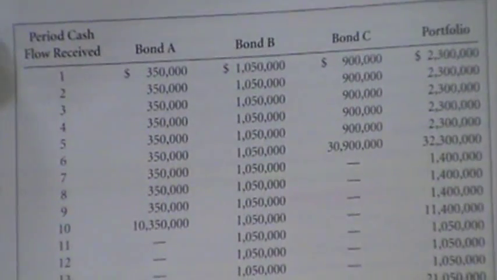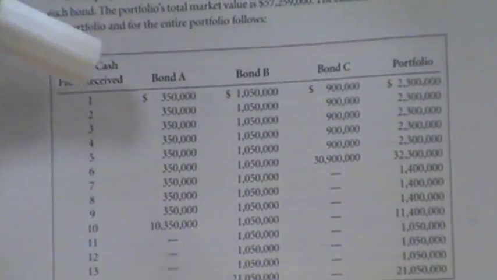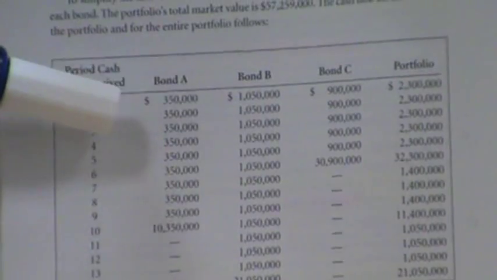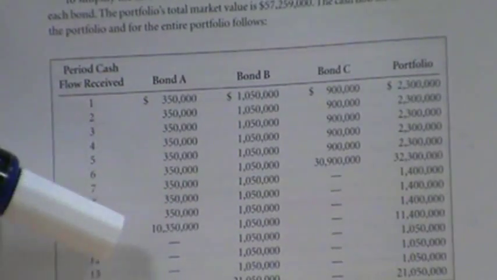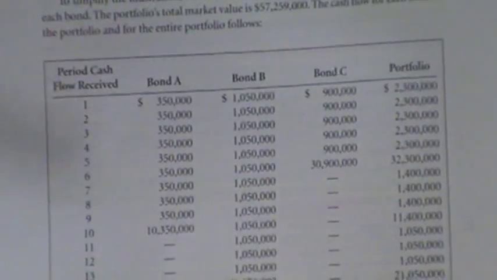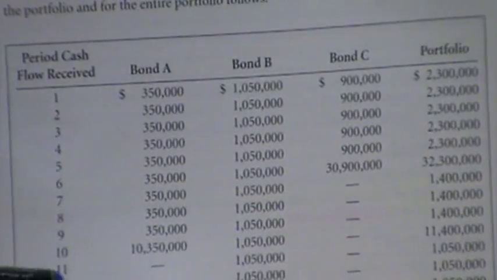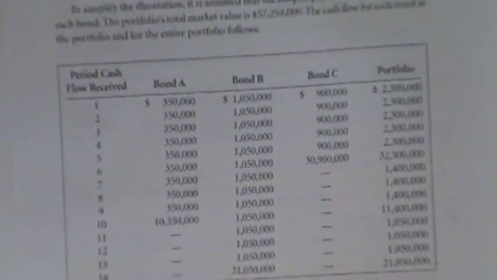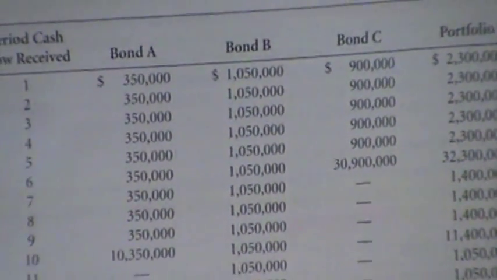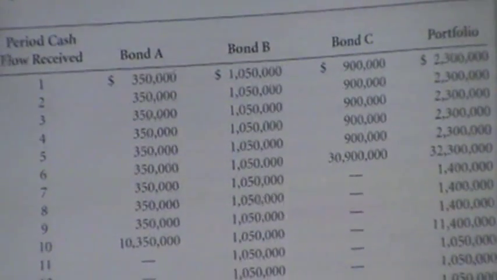You see, period cash flow, bond A. Everybody, take a look at bond A. And bond A has got, what is it? 350, 350, 350, 350. At the very end, it's got 10 million and 350. Bond B, it's got a million and 50,000, a million and 50,000. And at the end of period 14, it pays you 21 million and 50,000. And then you have bond C. That's everything on page 44, the little table.